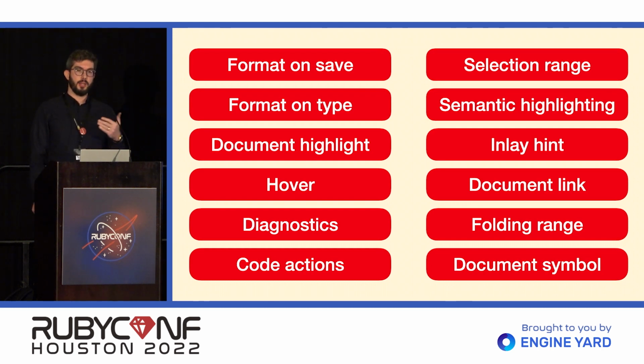Semantic highlighting, which is highlighting your file consistently according to Ruby's understanding of it. We have inlay hint, document link. Document link is attaching links to specific pieces of syntax, so you can jump to documentation or jump to another file. Folding range, which we've seen and implemented, and document symbol, which allows you to fuzzy search Ruby entities in the file. So if you want to find a class definition or a method definition, you can fuzzy search that in the file.